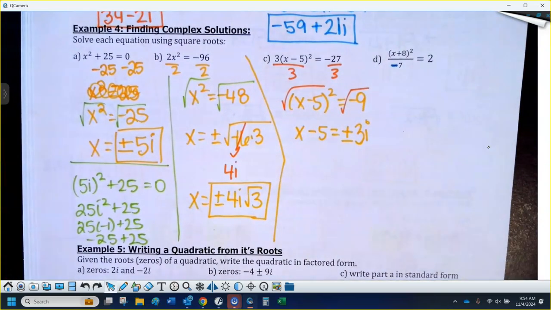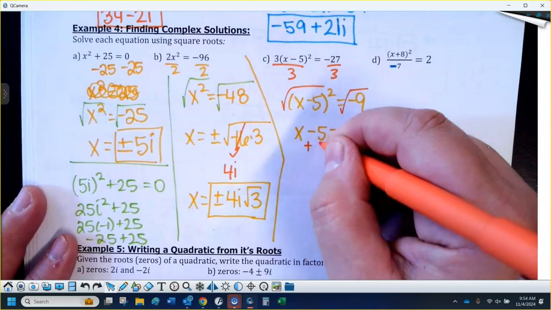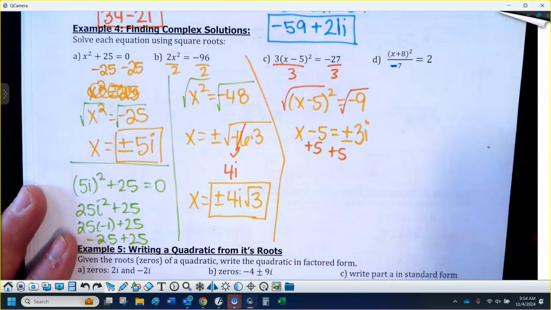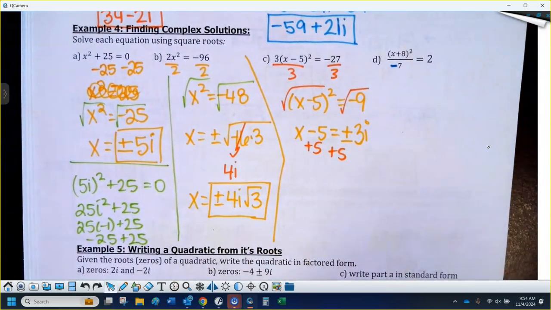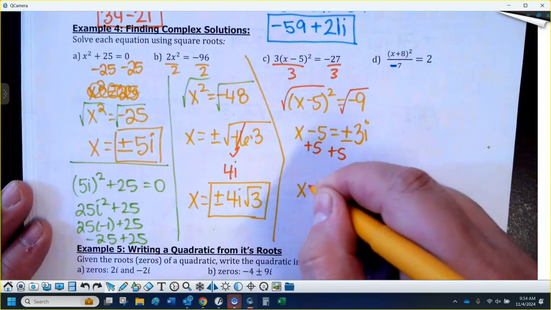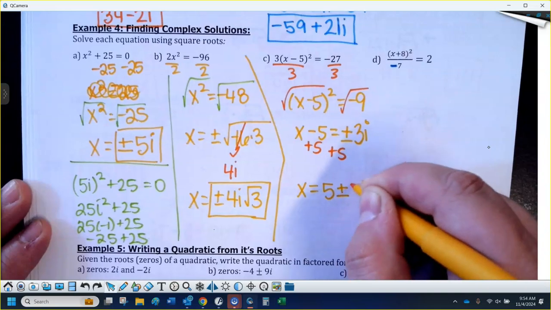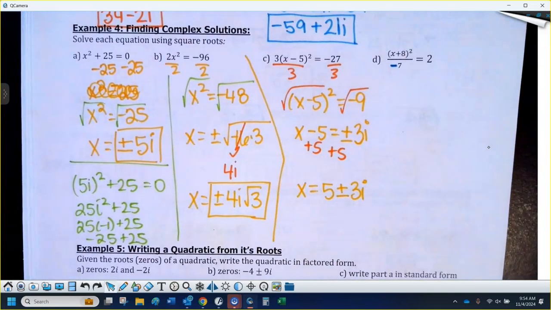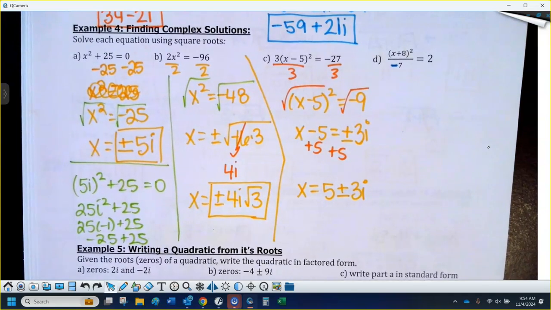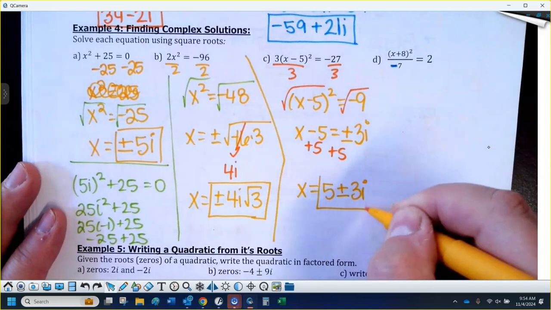The other thing I have to do is get x alone, and to do that here I need to add 5. You can't actually add that to the 3i. So the answer would look kind of weird, but it's actually two solutions here. It'd be 5 plus or minus 3i. And I want the 5 in front because that would be like your a, and the 3i would be your bi. So a plus bi, it's two answers here. It'd be 5 plus 3i and also 5 minus 3i.